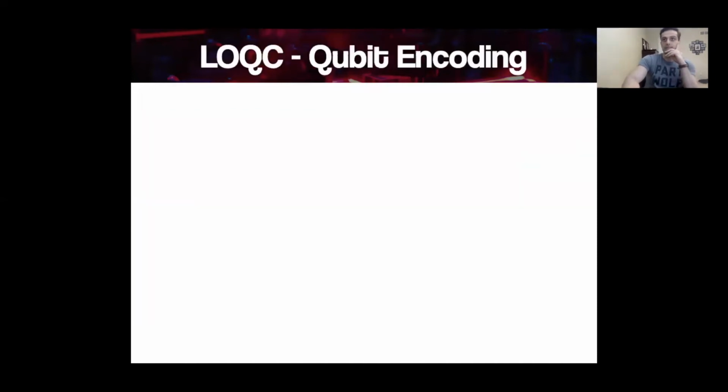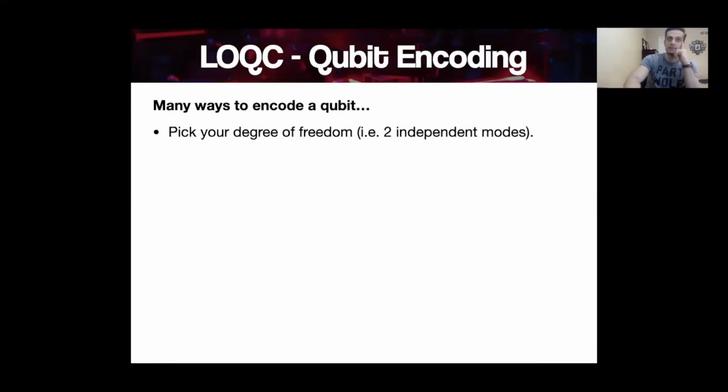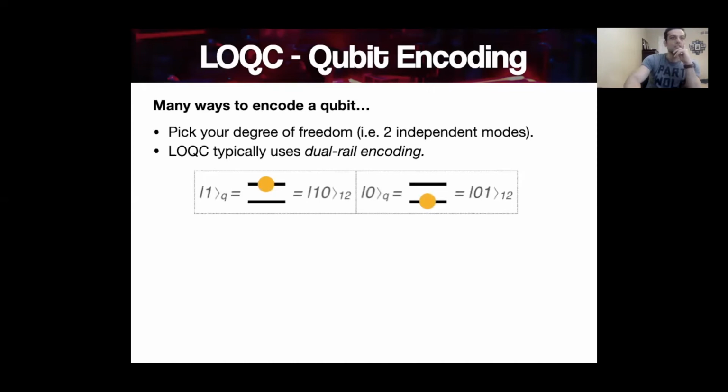So let's look a little bit at this dual rail qubit encoding. First of all, there are many ways in which we can encode a qubit. You just pick two orthogonal degrees of freedom and encode them as your 0 and 1 state. So you pick your degrees of freedom. Here, like I mentioned, it's going to be the dual rail encoding, and it looks something like this.